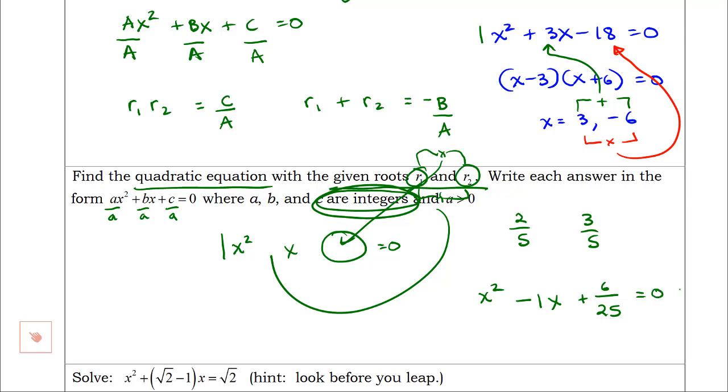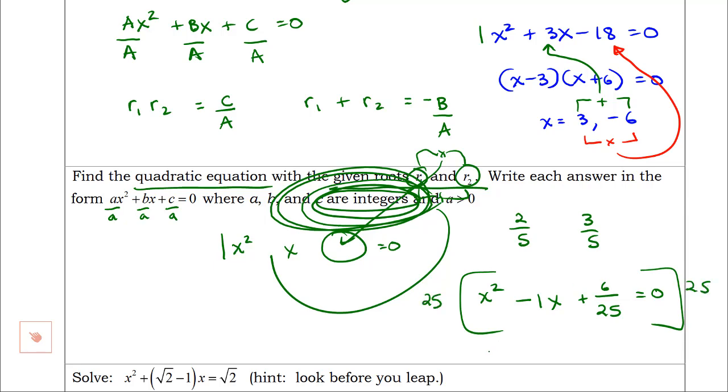But they want the coefficients to be integers, so multiply through by 25, and your A value in front will naturally occur. You don't have to make it happen. It'll happen on its own. All right? So this dividing by A business is not going to really bother you. Not going to come into play. It'll come into play, though, when the directions say, make sure your coefficients are integers.